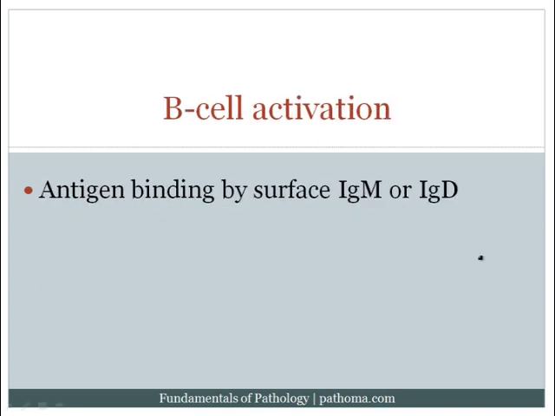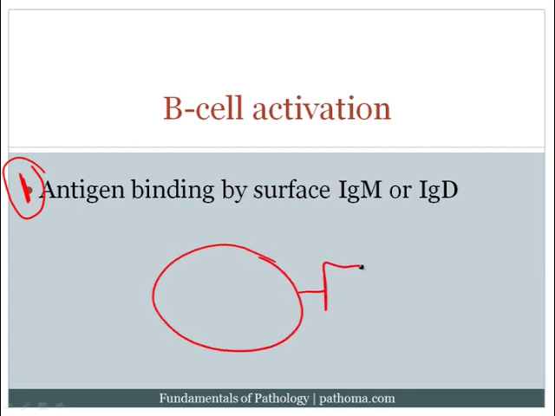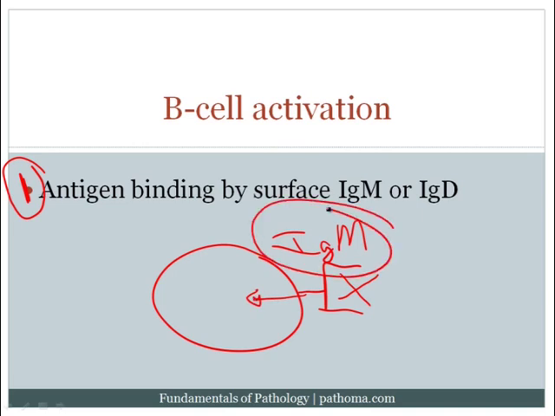Now, how do B cells get activated? There are two ways. The first way by which B cells get activated is antigen binds the IgM or IgD. So, for example, this is a B cell. It's got a surface receptor. Let's say that this surface receptor is actually IgM. All right? An antigen comes, it binds the surface IgM. That sends a signal to the B cell, and this B cell will then become a plasma cell, and it will become an IgM secreting plasma cell. So that's one way by which B cells can become activated.